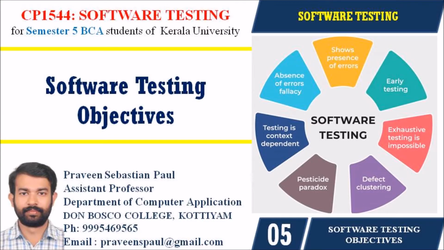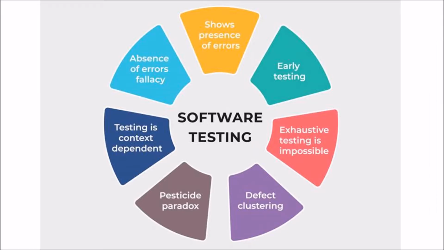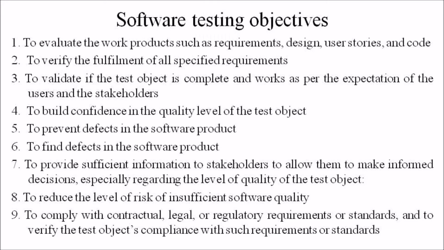In this lecture, we are discussing the major points or aspects of software testing objectives. So some of the significant objectives of software testing are as follows. There are 9 major points. They are to evaluate the work product such as requirement, design, user stories and code, etc. Secondly, to verify the fulfillment of all specified requirements. Thirdly, to validate if the test object is complete and works as per the expectation of the user.